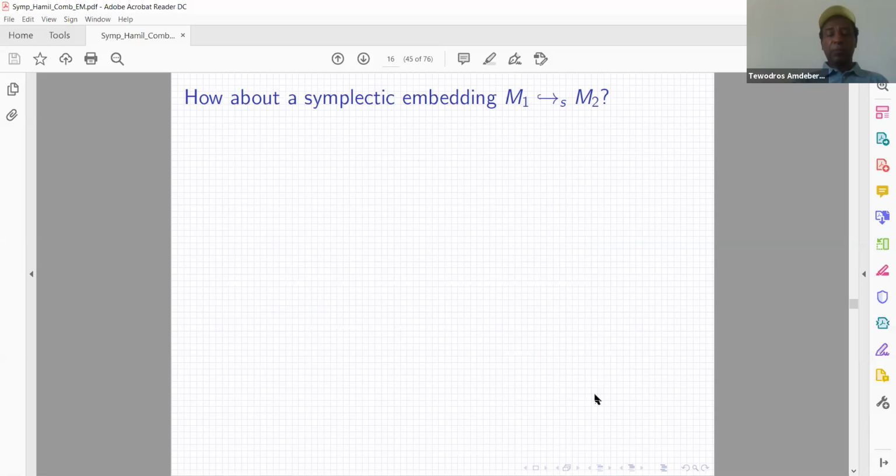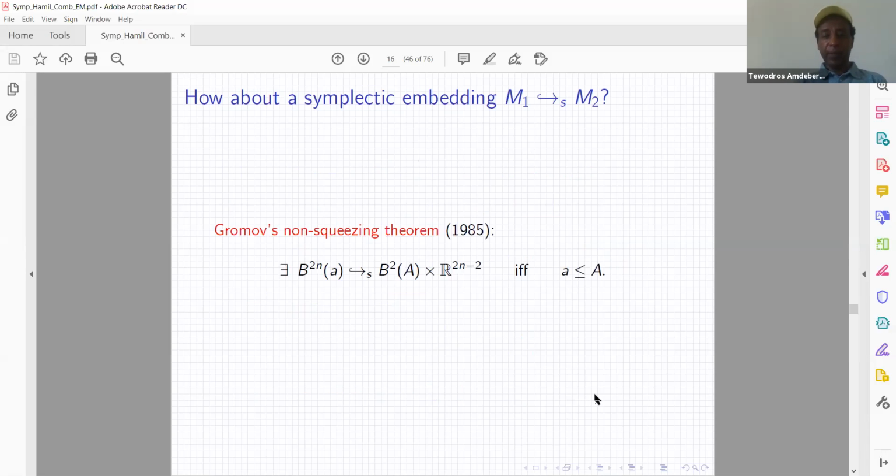Okay, if you cannot make them the same, then how about embedding? So the next question is, can you embed one symplectic manifold into another, and what can we say about that? Can you do that arbitrarily? That means, can you take a ball, for instance, and stick it inside any large object symplectically?